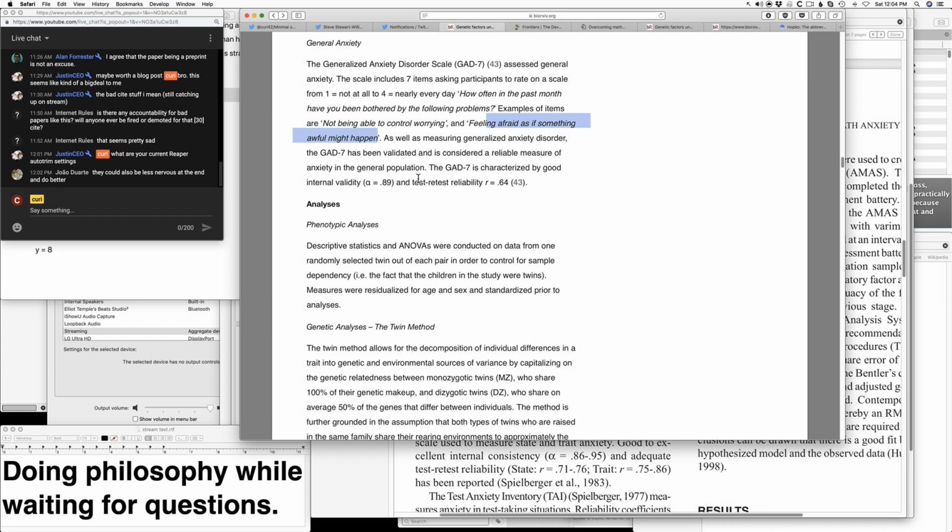It has good internal validity and retest reliability. Is r equal 0.64 actually good? That doesn't sound good to me. That sounds bad. This is test-retest reliability, meaning you ask the same person the same questions. And I think that means their answers just vary significantly. That sounds terrible.